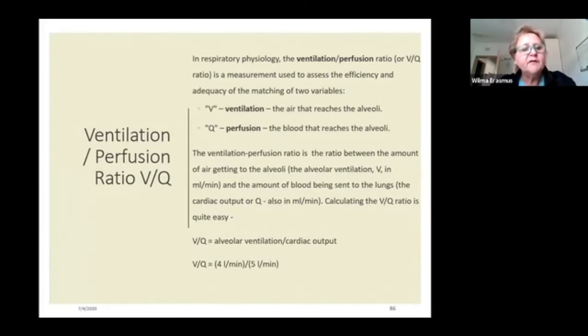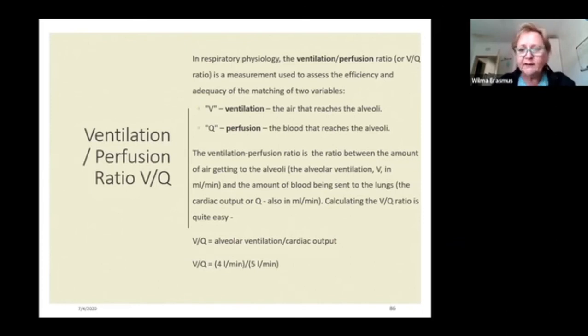So, ventilation perfusion ratio, that's the VQ ratio. In respiratory physiotherapy, the ventilation perfusion ratio is a measurement used to assess the efficiency and adequacy of matching of two variables. So that's ventilation, the air that reaches the alveoli, and then perfusion, the blood that reaches the alveoli. And if that is not correct, then your perfusion and your oxygenation won't be good enough. So the VQ ratio is the ratio between the amount of air getting to the alveoli and the amount of blood sent to the lungs.